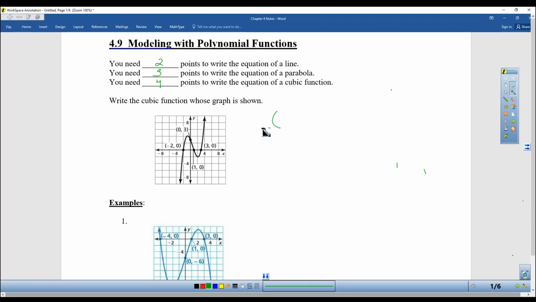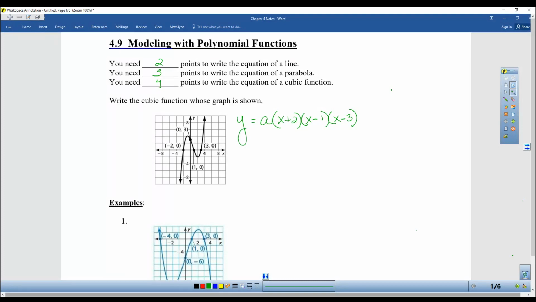If one of the zeros is negative 2, then x plus 2 is one of the factors. We have another 0 at 1, so x minus 1 must be one of the factors. And we have another 0 at 3, so x minus 3 must be one of the factors. You may remember doing this with quadratics. So the only thing we don't know is how steep it is. Now, because it passes through this point 0, 3, we have a sense of it, but we need an actual value. We need this a value right here.